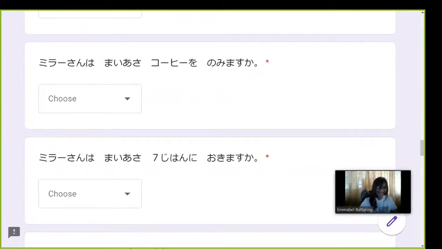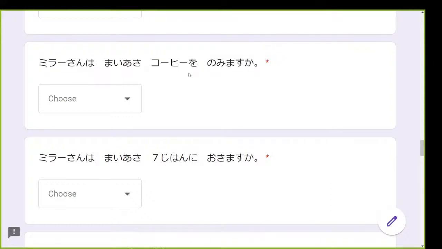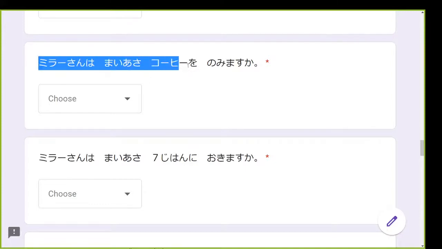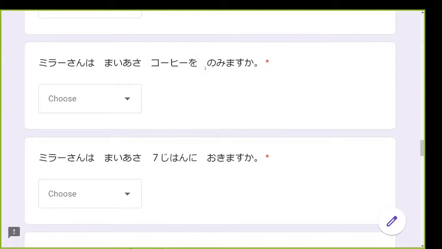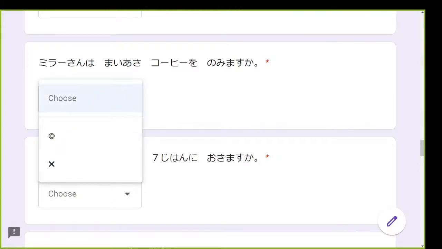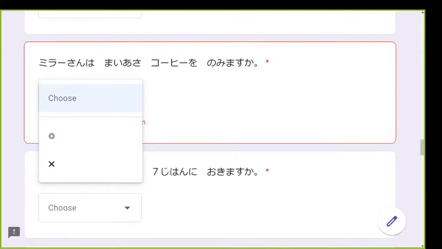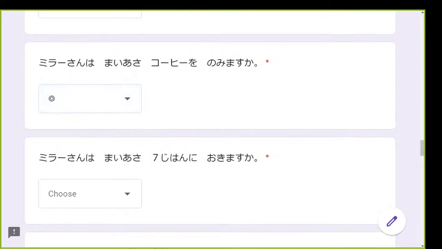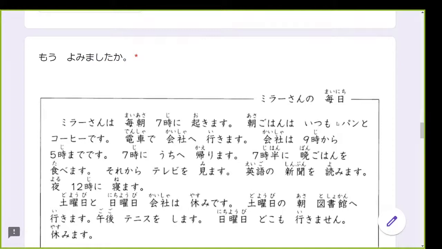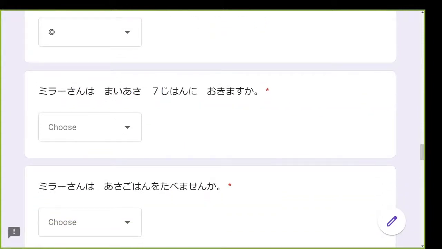Okay, go back with question number 1. Okay, Emma, yonde kudasai. はい。皆さんは毎朝コーヒーを飲みますか？ So, Maru or Batsu? Maru. Correct. Okay. Mira-san wa mai asa kohi wo nomimasu. Yes, because his breakfast is bread and coffee. Very good. Next, Risan.